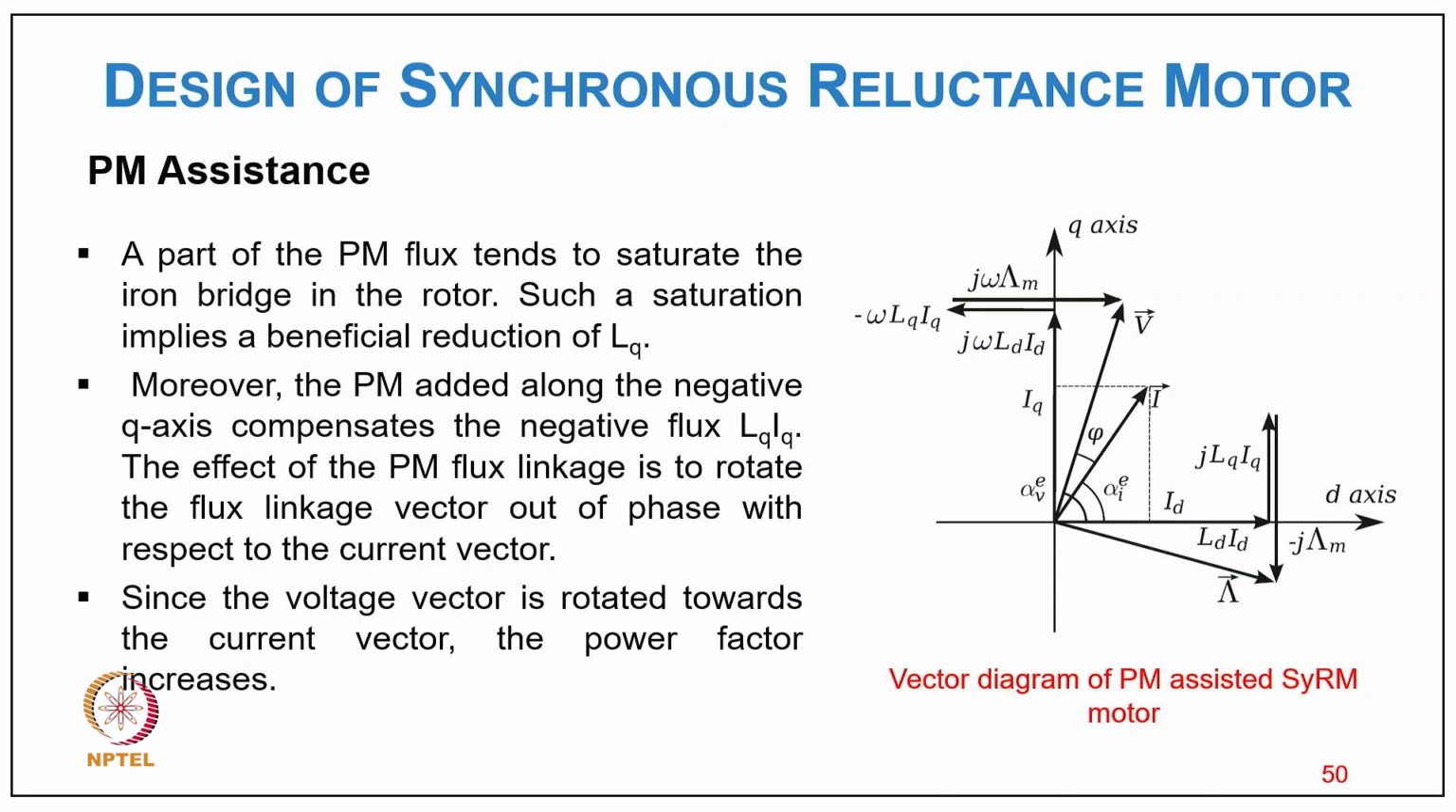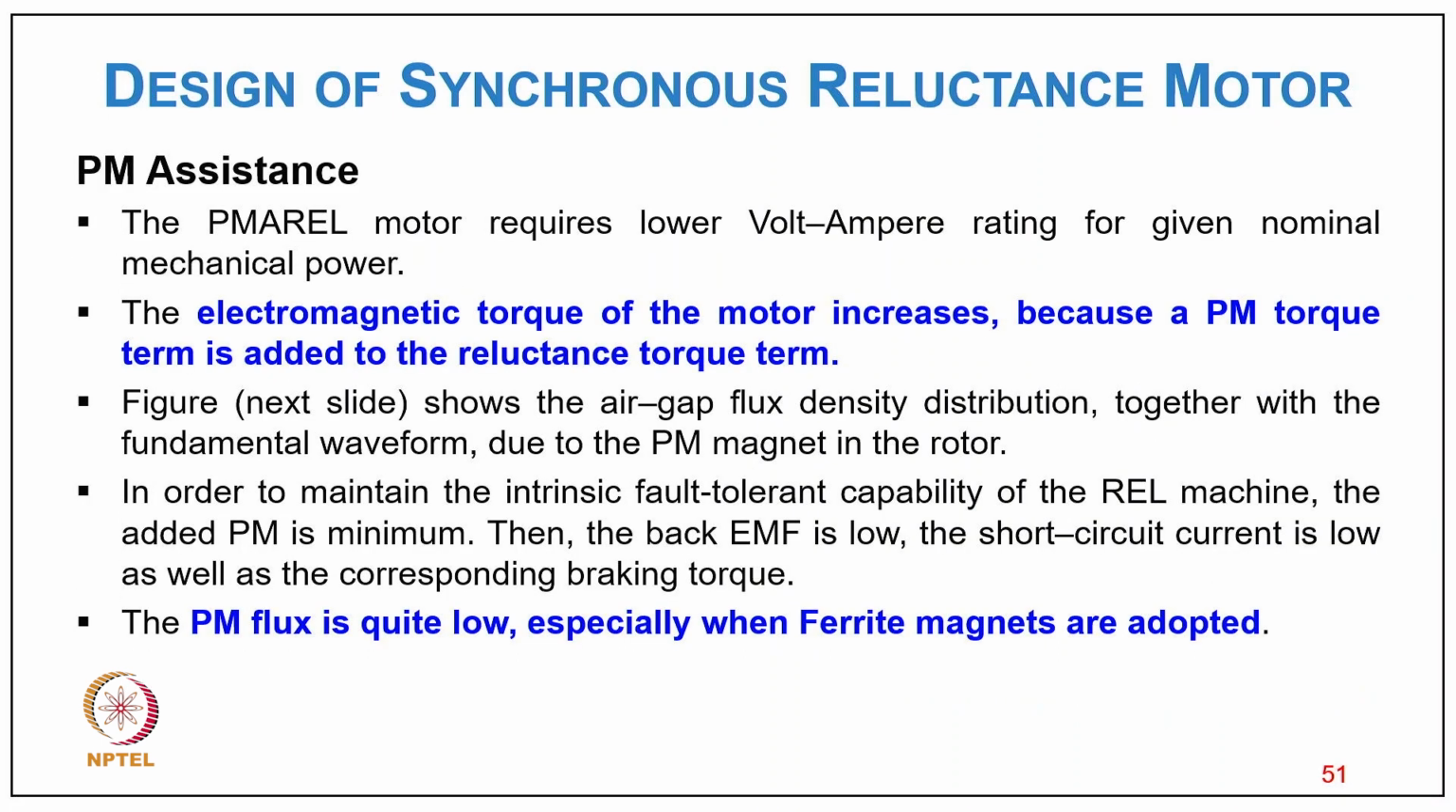Here the voltage corresponds to sigma m. So a PM assisted reluctance motor requires a lower volt-ampere rating for a given nominal mechanical power, and the electromagnetic torque of the PM motor increases because a PM torque term is added to the reluctance torque term. The next slide shows the air gap flux density distribution together with the fundamental waveform due to the PM magnet in the rotor. And in order to maintain the intrinsic fault tolerance capability of the reluctance machine, the added PM is minimum, and then the back EMF is low.